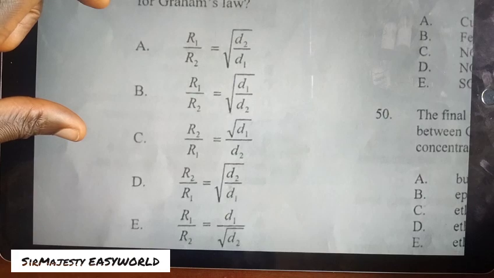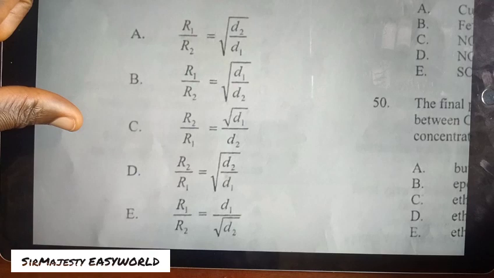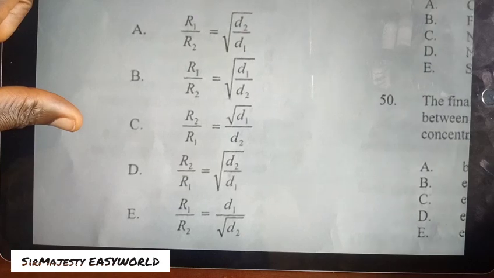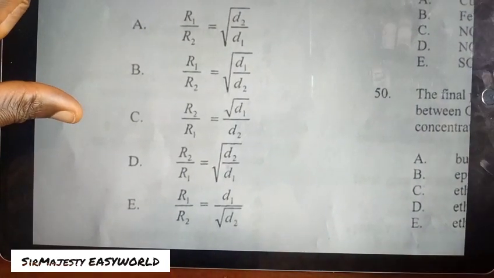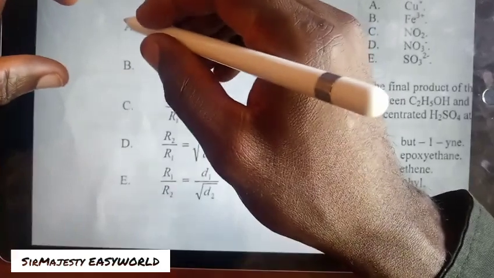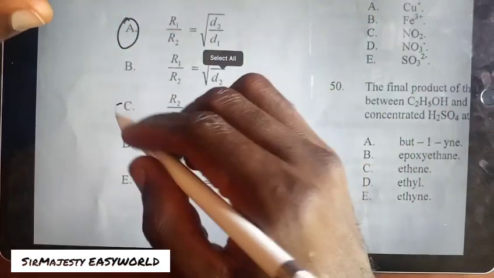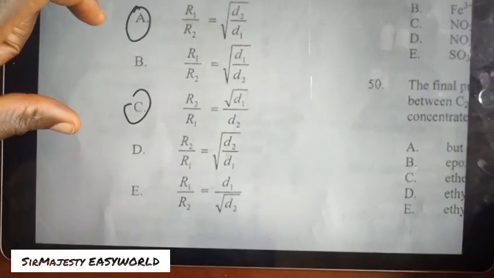Okay, R1 over R2, yeah, is correct. R1 over R2, option A is correct. Option B is incorrect. Option C is also correct. So there are 2 correct answers here. That's the problem. He who set this question never knew science. Options A, B and C are the same thing.